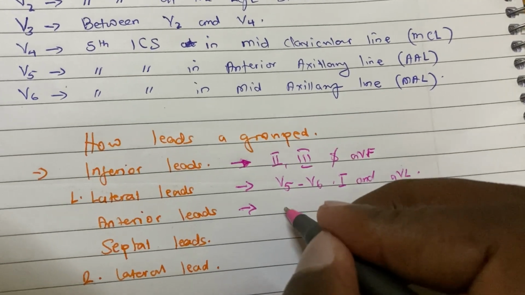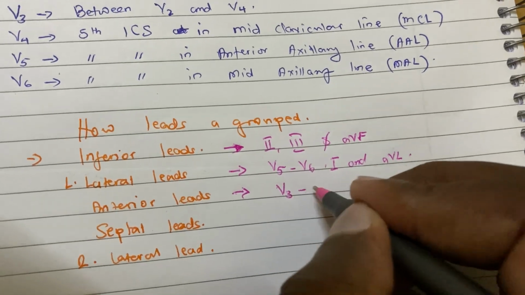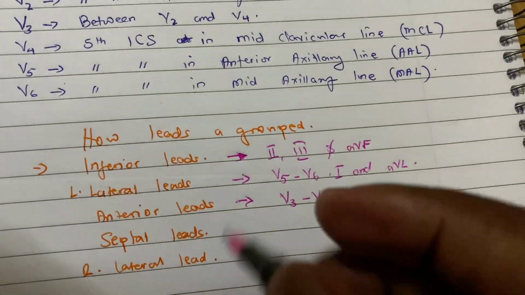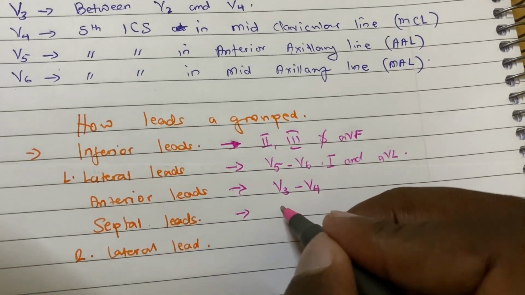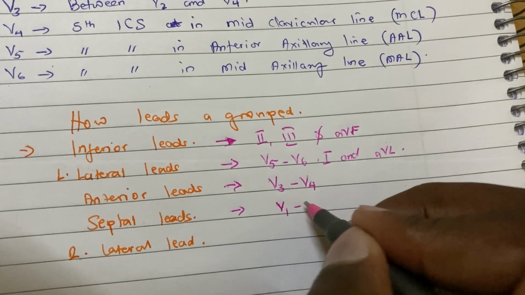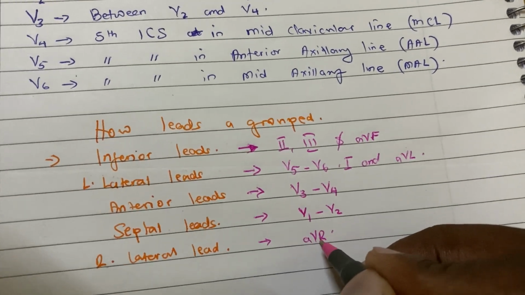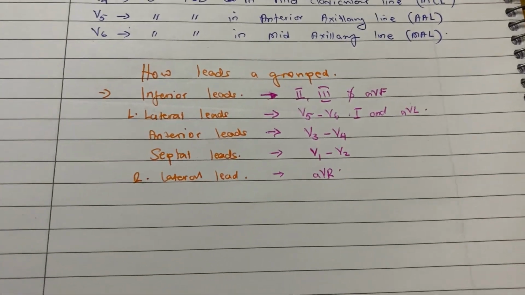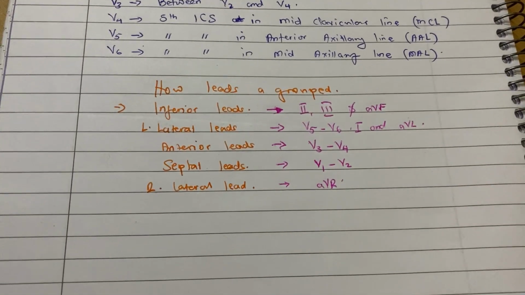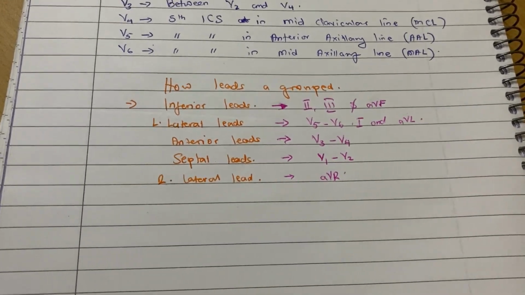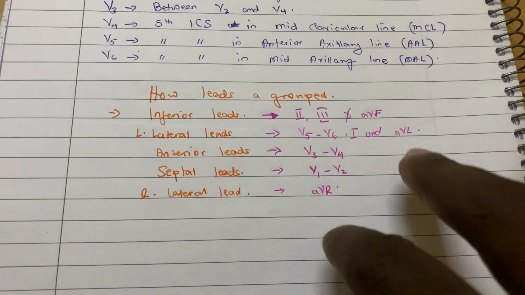The anterior leads, depending on where you have read from, will be V3 and V4. Septal leads, still depending on where you've read from, will be V1 and V2. And then right lateral is AVR. These are the groups. This is so important for what is coming next or in future topics. This grouping will be so important.